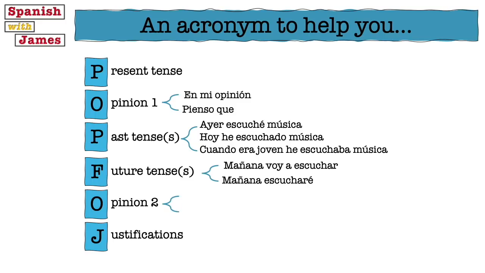For your second opinion, instead of using the same phrases, pienso que, en mi opinión, you could say something a bit more higher level, like diría que. I would say that because that means you're then showing the examiner, hey, I can use the conditional tense as well. And you could talk about what someone else thinks about something. Según mi madre, according to my mum, you could say según mi amigo. And then finally, remembering to give your justifications, your reasons for what you think, what you feel about things. ¿Por qué? Because, ya que, since.